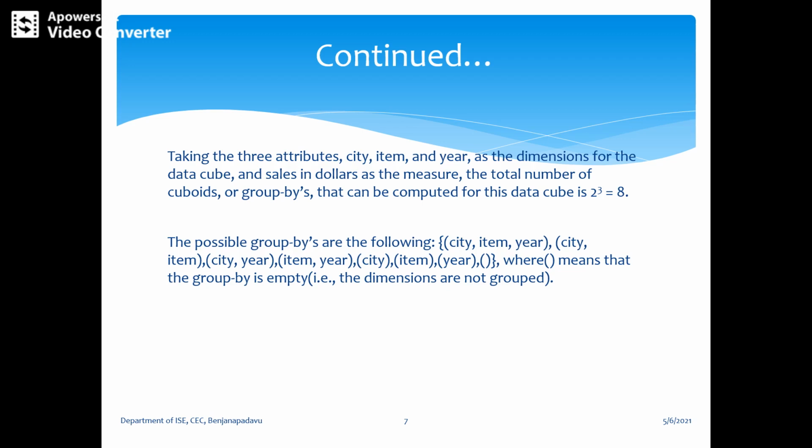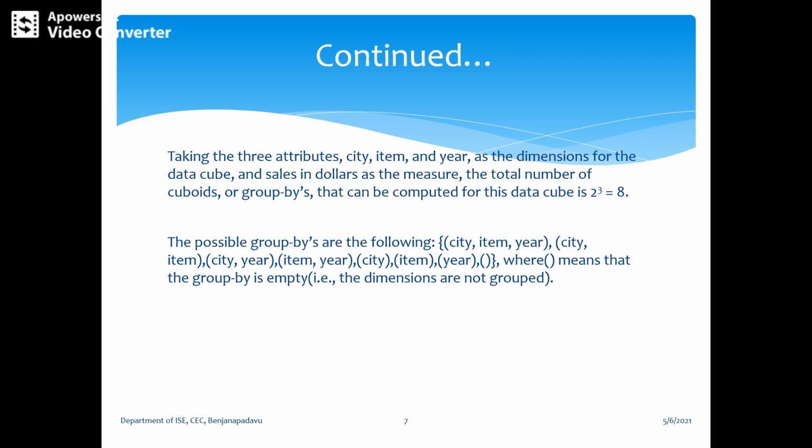The combinations we have to take are: city, item, year; city, item; city, year; item, year; and city, item, year together. Then 1 plus 3 is 4, and the individual items, 3 plus 1, so total 5 plus 3 is 8. 2 to the power 3 is 8. If the number of dimensions is more, obviously the number of combinations will be different.